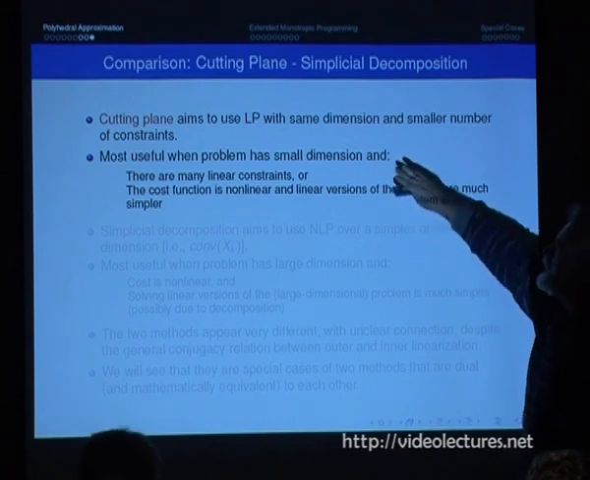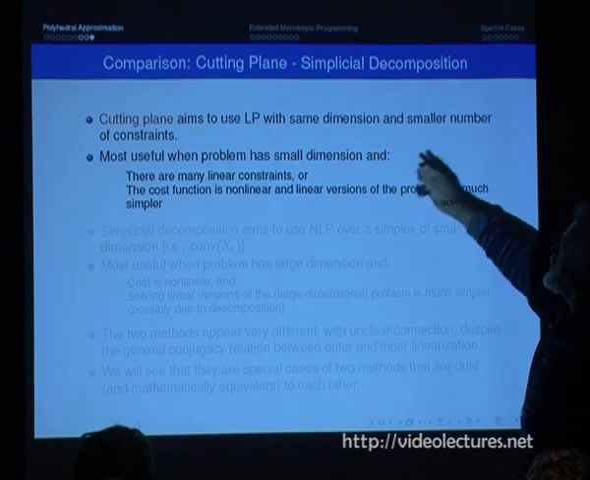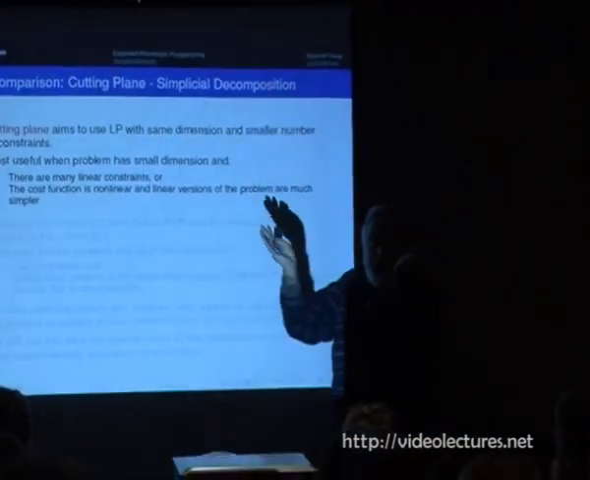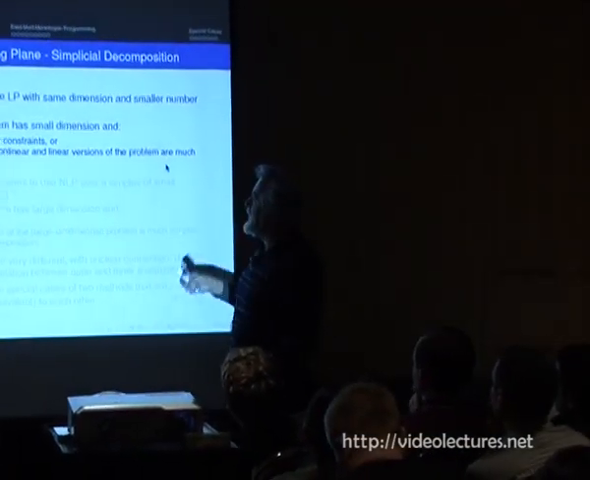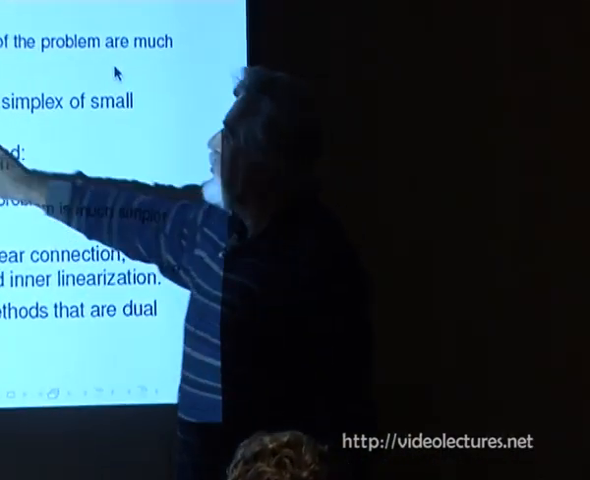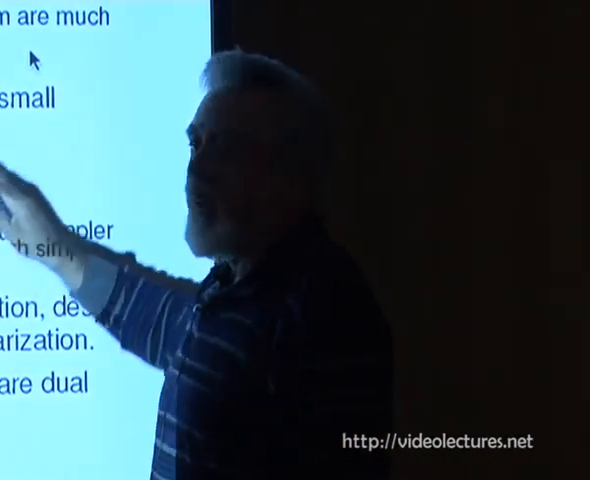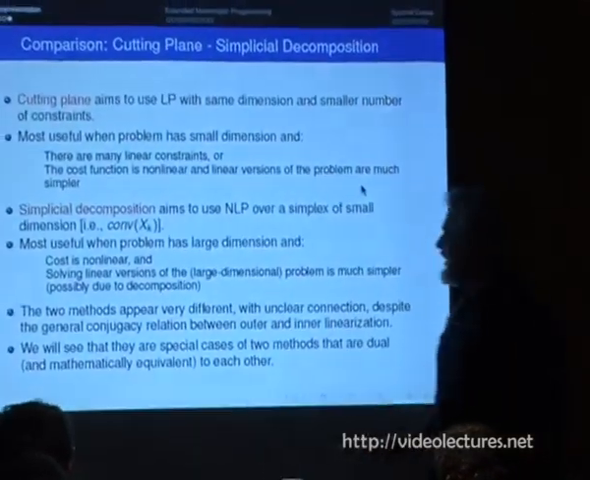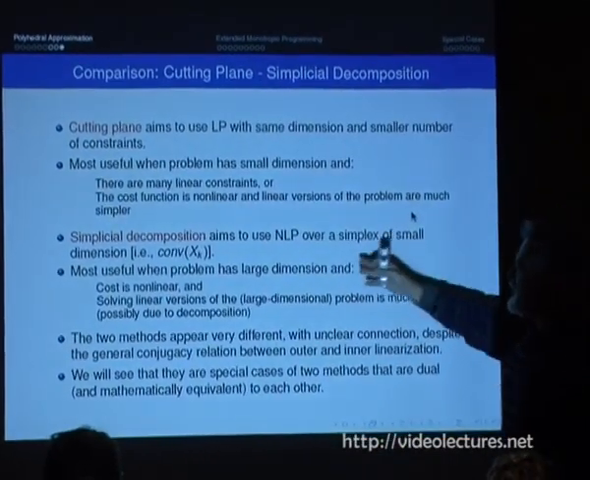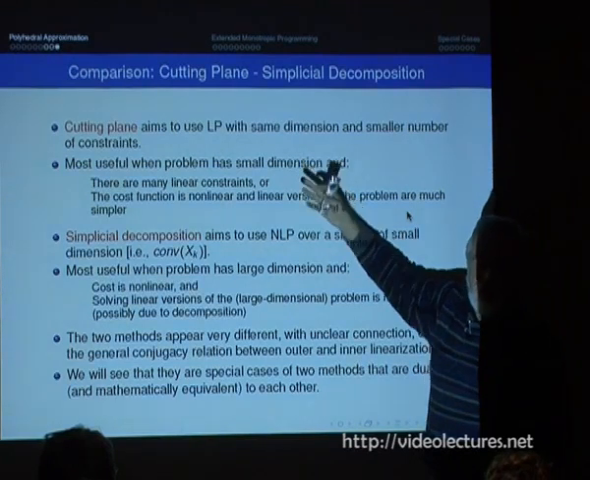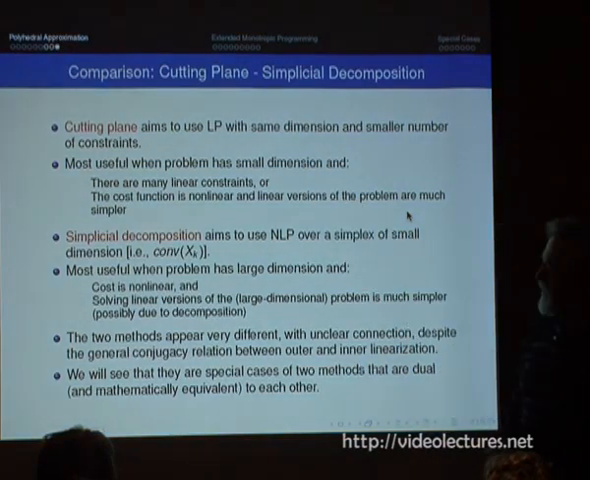Cutting plane aims to use linear programming of the same dimension as the original problem, but with a smaller number of constraints. Okay? So it tries to reduce constraints. Simplicial decomposition, on the other hand, aims to use nonlinear programming over a simplex of small dimension, the convex hull of the finite set of points. So it's most useful for a different set of problems than the cutting plane method. So each type of method has its niches here. That's the point I want to make.